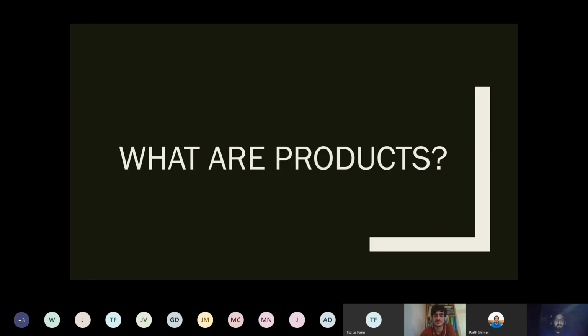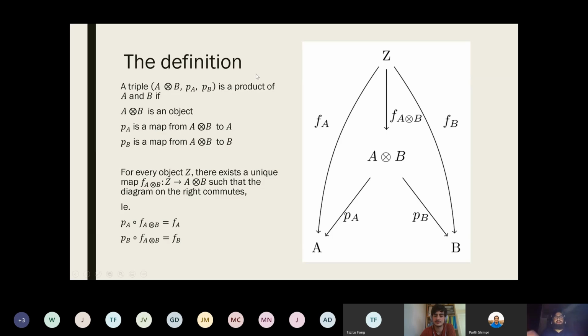Now, the definition of products. Just get onto the definition then. For any two elements of a category, this triple A cross B, and then these two maps. This triple is a product if A cross B is an object, and PA is a map from A cross B to A, and PB is a map from A cross B to B. And this thing at the bottom here, that's the triple.